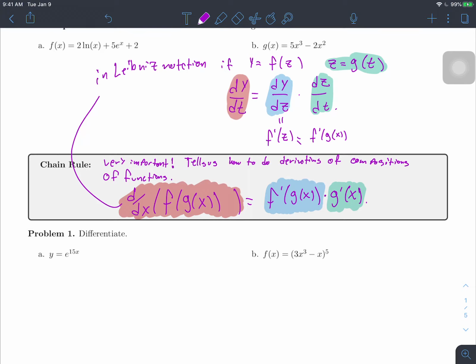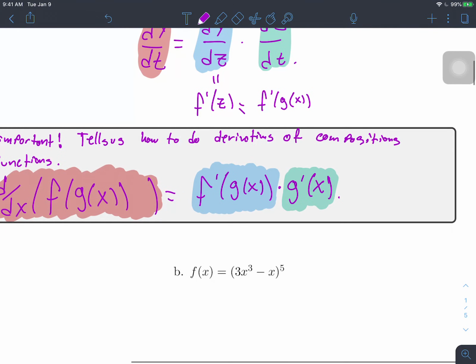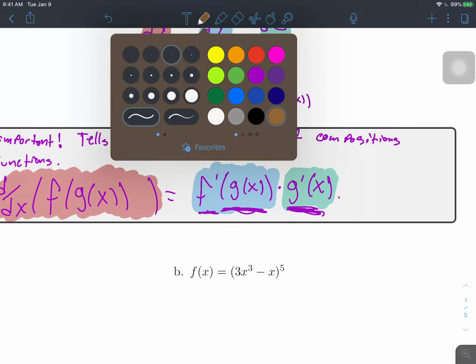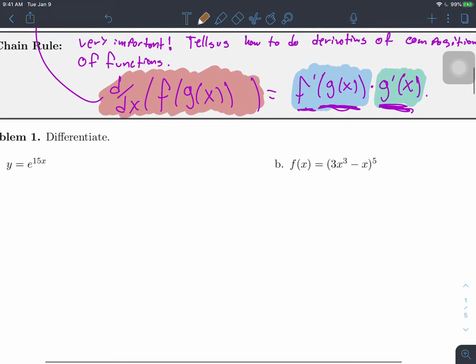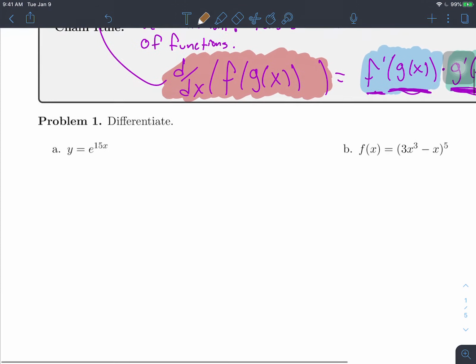Okay, so that's the rule, and now we'll try applying it. What this rule really says is if I do the derivative of a composition of functions, first I take the derivative of the outside function, and I plug in the original inside function. Then I multiply by the derivative of the inside function. It's not super intuitive, but once you do it 10 times, you'll start to get the hang of things. So the first thing we're going to try to do is e to the 15x.